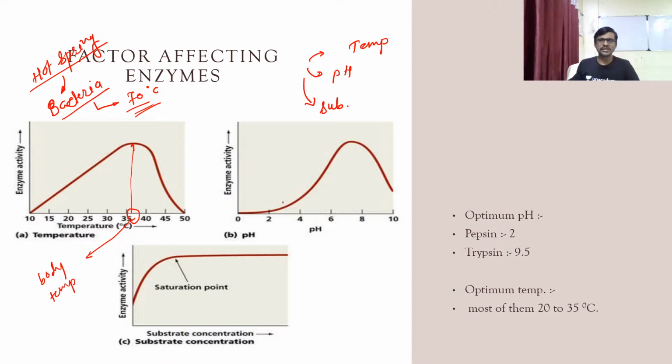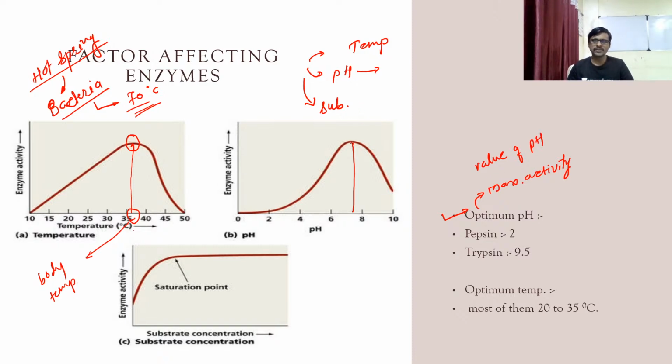Okay, so let's see the pH. If pH changes, it will again change the rate of reaction. Let's see what the optimum pH is here. Optimum means the value of a temperature, or here I write optimum pH, the value of pH where enzyme shows maximum activity. Optimum means where the enzyme shows maximum activity. So optimum pH means a value of pH where enzyme shows maximum activity.